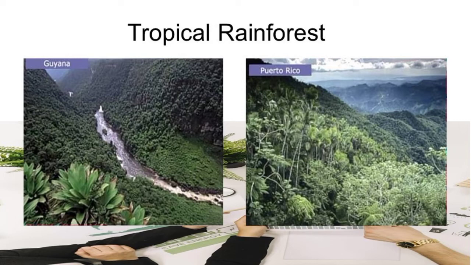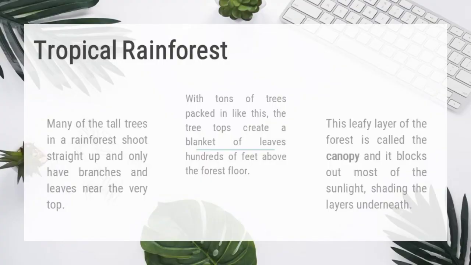There are more photos of rainforest. This is from Guyana. You can see here the very thick canopy, and Puerto Rico. Many of the tall trees in a rainforest shoot straight up and only have branches and leaves near the very top. With tons of trees packed in like this, the treetops create a blanket of leaves hundreds of feet above the forest floor. We call that the canopy, and it blocks most of the sunlight, shading the layers underneath. So the canopy creates a blanket of leaves that covers the rest of the forest.